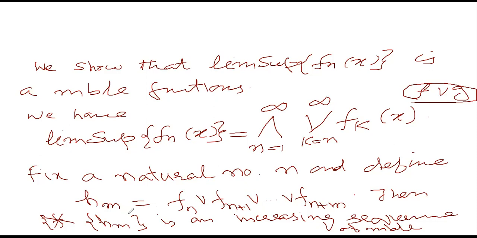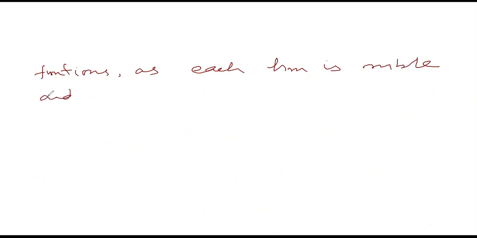So hm is a measurable function and it is also an increasing sequence. So I can write this: hm is an increasing sequence of measurable functions, as each hm is measurable, and one can easily verify that hm is less than or equal to hm plus 1 for all m greater or equal to 1.